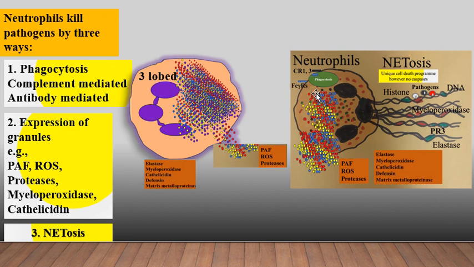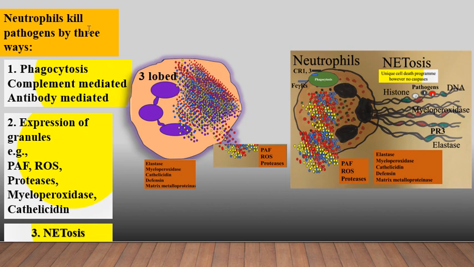mediated phagocytosis. Also, neutrophils can kill pathogens by releasing granules, and as can be seen here, these are the granules from the neutrophils. So neutrophils express platelet activating factor, reactive oxygen species, proteases, elastase, myeloperoxidase, cathelicidin, defensin, and matrix metalloproteinase. So these mediate killing of pathogens.